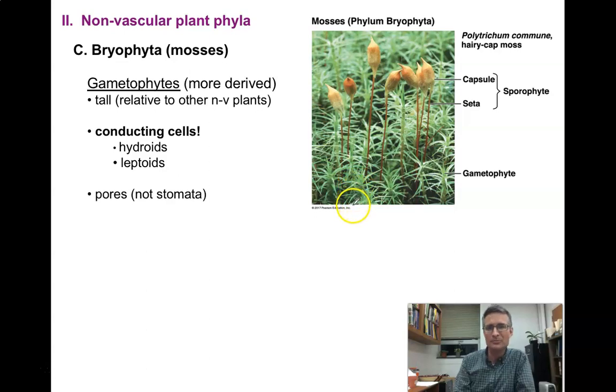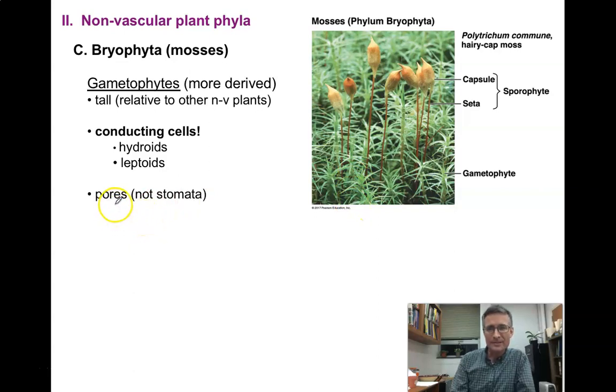And what makes it possible for them to be taller is that they have conducting cells. So not xylem, not phloem, but hydroids and leptoids. And so remember, hydroids are the cells that move water, leptoids are the cells that move carbohydrates, and they're not xylem and phloem, they lack lignin, but they can move and circulate carbohydrates and water and minerals and nutrients around the plant body. All right?